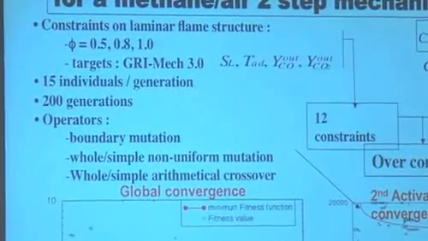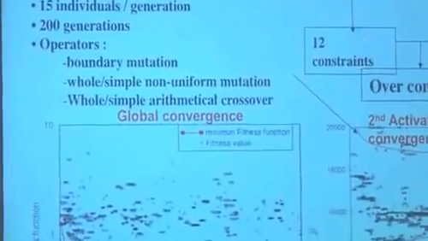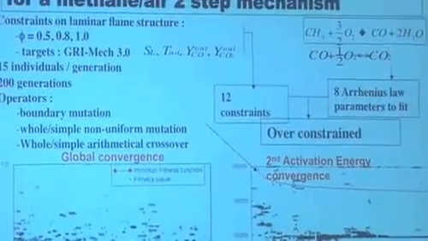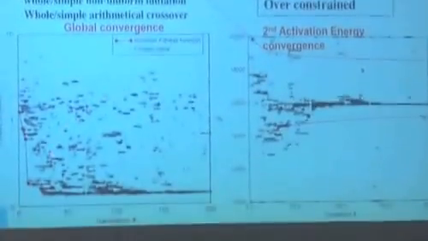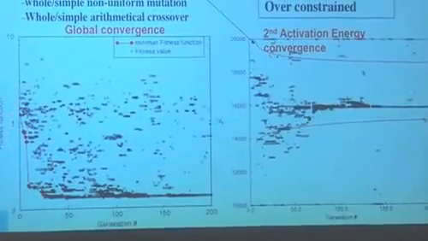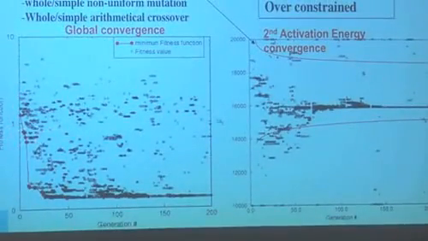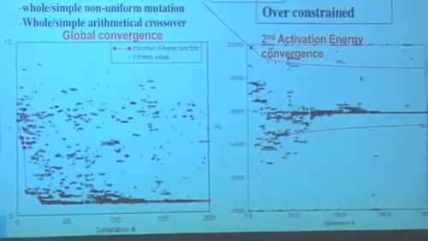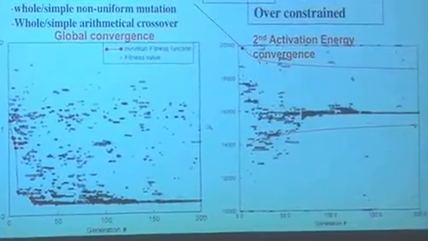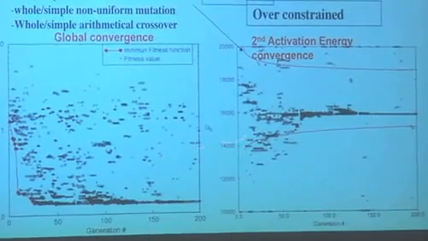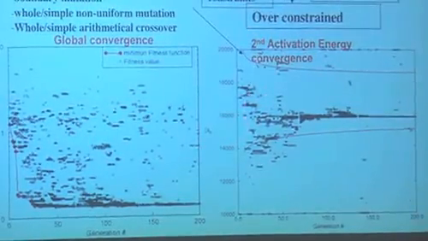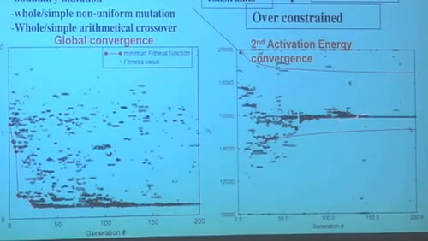It's an interesting game, because here you have a sample where we have 15 individuals per generation. We have 200 generations. That means we computed 3,000 flames here. And you see, for example, for the fitness function, that we converge here to a good result in which the fitness function, that means the efficiency, is the best. And when you look, for example, at one of the parameters, the activation energy of the second equation, you see that all things converge here to one value.